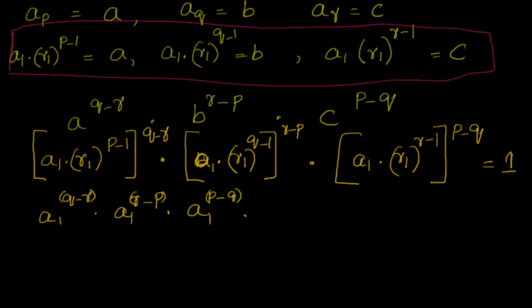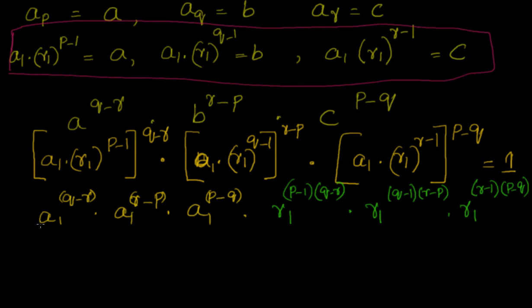Now we have to worry about r1. So let's write down the r1s now. I am putting in another color: r1 to the power of p minus 1 into q minus r. I hope you are okay with that. Similarly, I have r1 to the power of q minus 1 into r minus p. Similarly, I have another thing, that is r1 to the power of r minus 1 into p minus q.